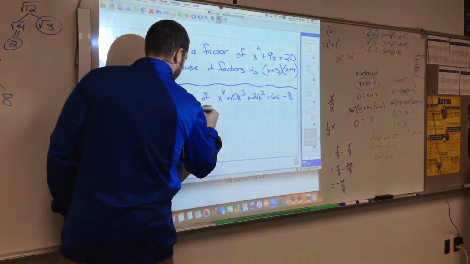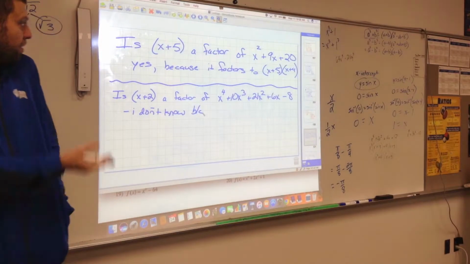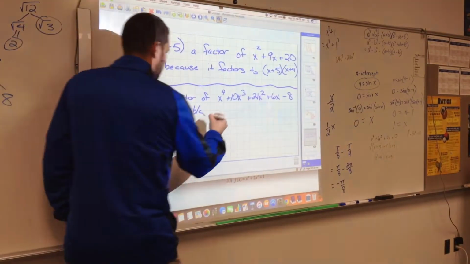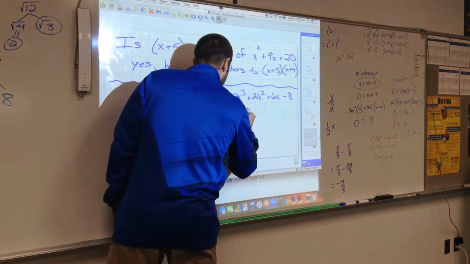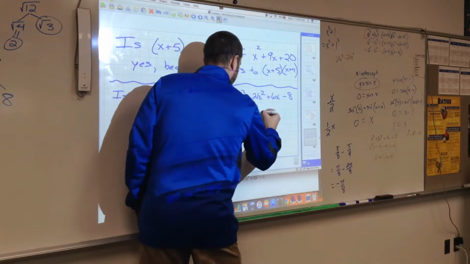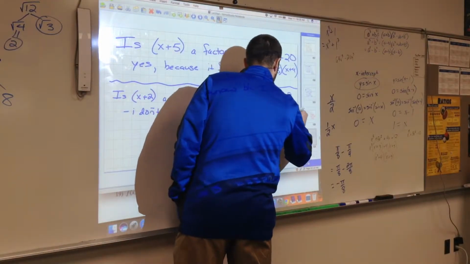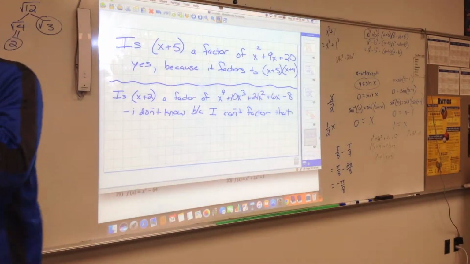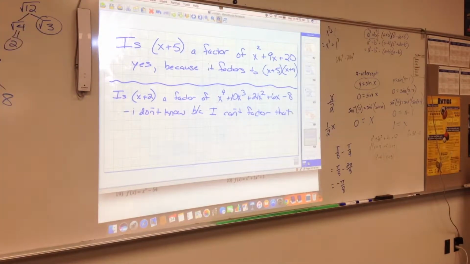And why is our answer I don't know? Because we don't know how to factor that, right? Because I can't factor that. So that's where we're at right now. I don't know, because I can't factor it. So here's my next question to you. Is there something else you could think about that might help you determine a yes or no answer on this?